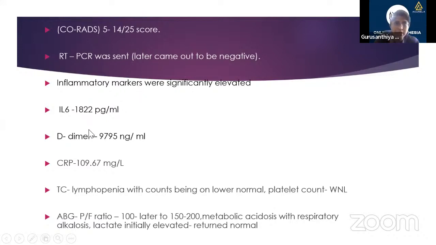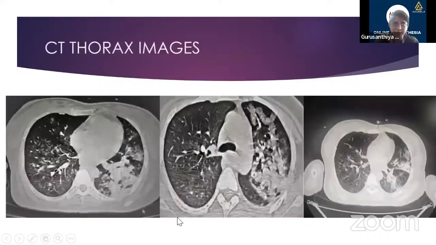The IL-6 was 1,800, D-dimers were nearly 10,000, and CRP was 109. The total count showed lymphopenia, the NL ratio was increased, and the platelet count was within normal limits. ABG initially showed a PF ratio of 100. Later with NIV, after 2 hours and then after 12 hours, it improved to 150 to 200. ABG also initially had a metabolic acidosis with a respiratory compensatory alkalosis. Lactate, which was initially elevated, returned to normal after 12 hours of non-invasive ventilation.